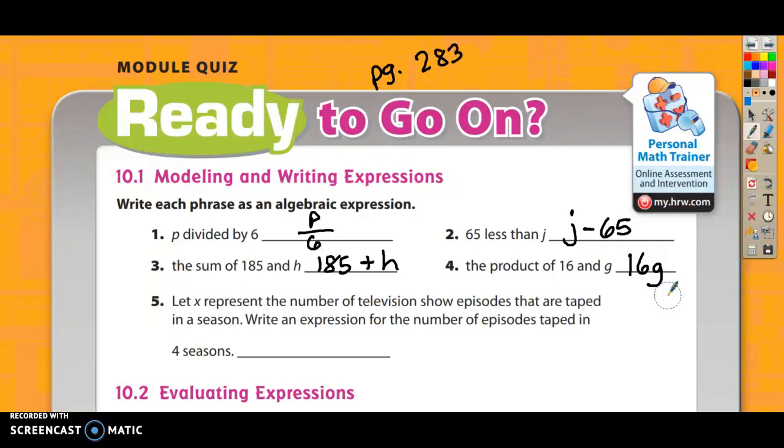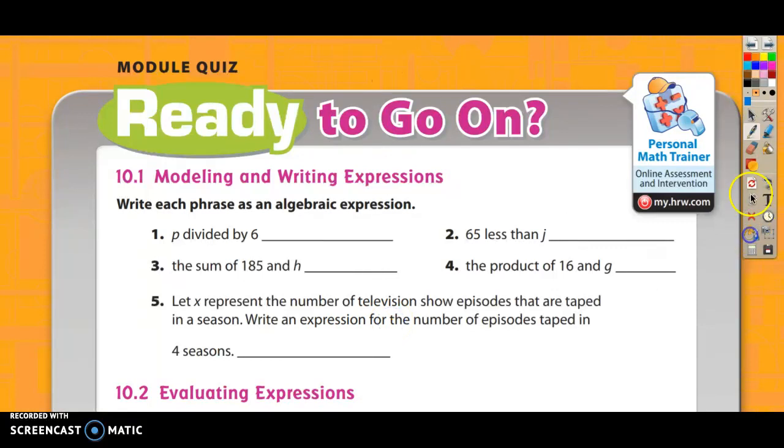Alright, number 5 reads, let x represent the number of television episodes that are taped in a season. Write an expression for the number of episodes taped in 4 seasons. So in the course of a season, x television shows are taped, and then if there's 4 seasons, it's just going to be 4 times x. The answer to number 5 is 4x. Okay, good job. You're done with that section.